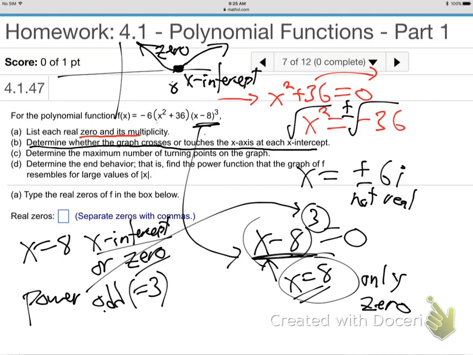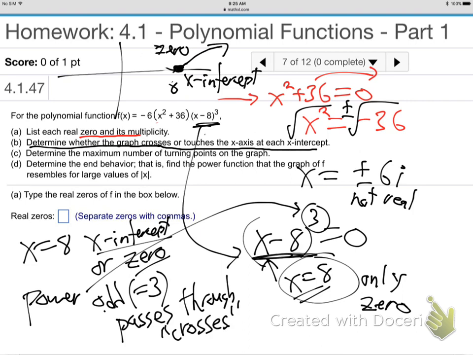It means it passes through, or they say crosses, same thing. And notice it doesn't bounce. So it's not like I'm drawing it. In reality, it passes through there, right? Remember, because even powers are like x squared. And what does x squared do? It bounces, right? Just think about the x squared graph. It bounces because it's positive. Squared is always positive. That's what makes them bounce.